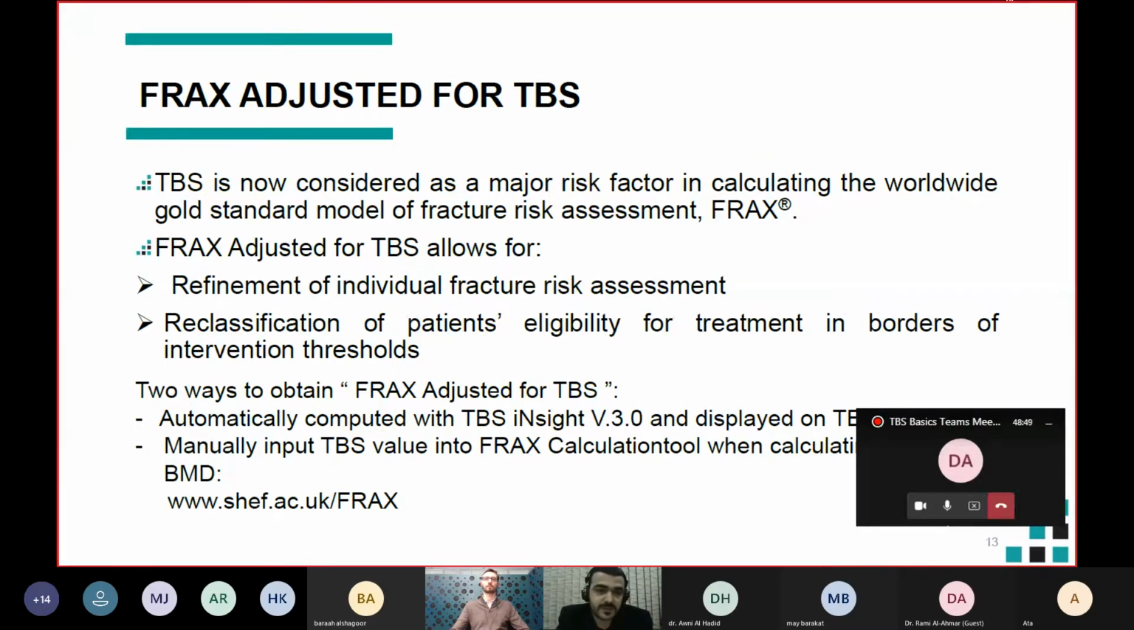So what is the FRAX adjusted for TBS? As you know, John Kanis invented the FRAX. All of you know about the FRAX, and maybe visited his website at Sheffield University. You can find the calculation tool which calculates FRAX depending on risk factors. He found that the TBS value is also considered a risk factor. So when the TBS value is high and good, the risk becomes lower. And if the TBS value is low, the risk becomes higher. That's why it is included now in the new FRAX, which is available on the website and in the TBS software.